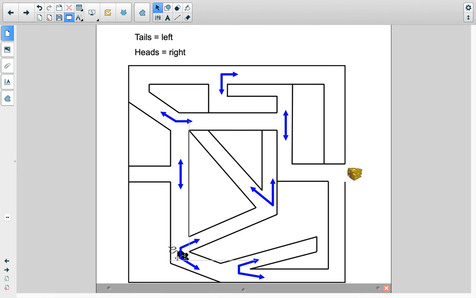Let's say he got heads again, which means he's got to go the right path. He's going to go down here. Cheese. All right, so I got the cheese that time.